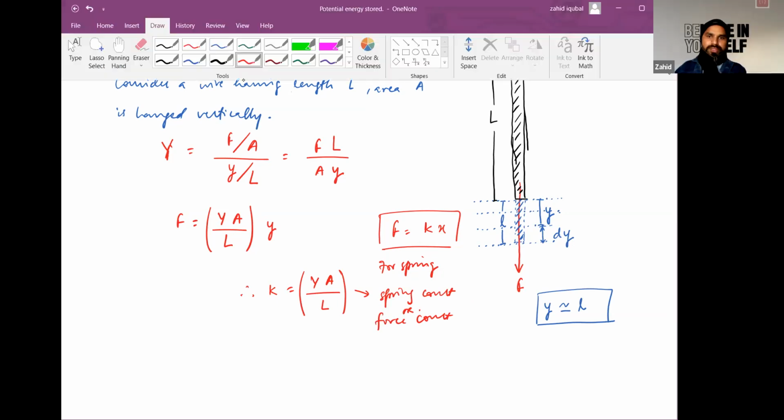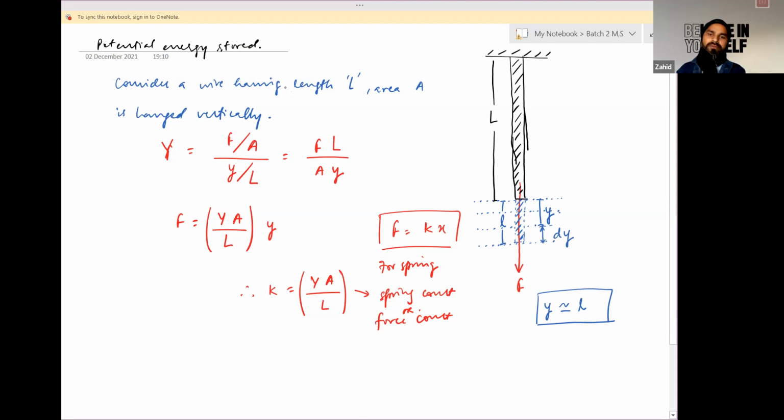Now, to stretch this particular wire slightly by dy, we must do some amount of work, which gets converted into potential energy, as spring force is conservative in nature. If you do any work against a conservative force, the amount of work done gets converted into potential energy. And that will be equivalent to the potential energy stored in this wire. So first write this part down.